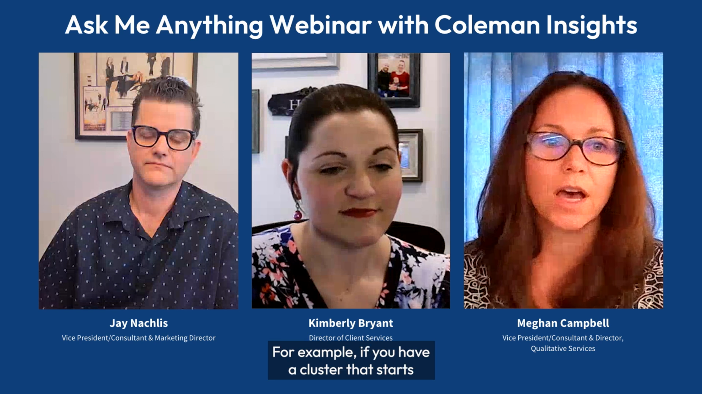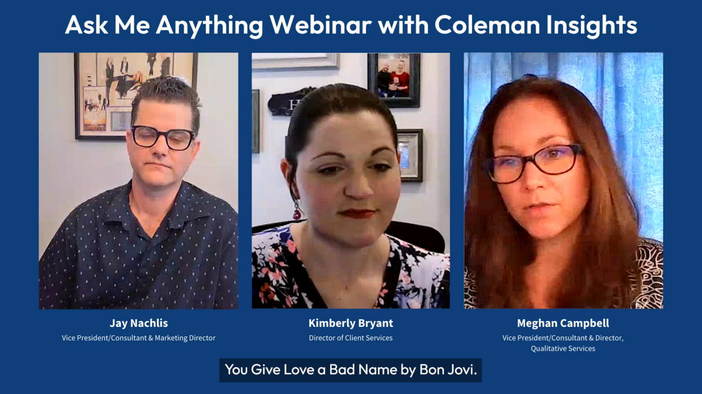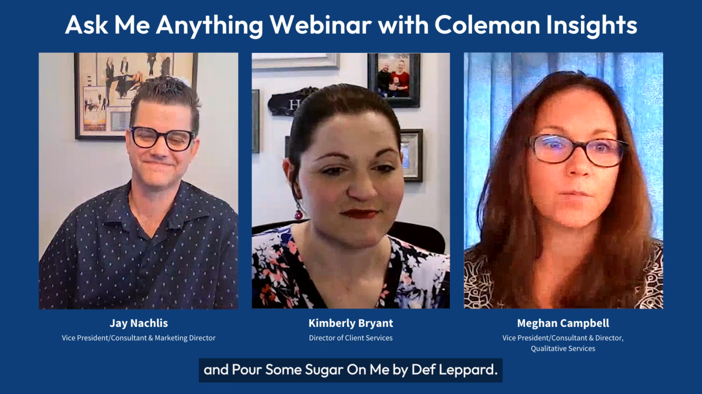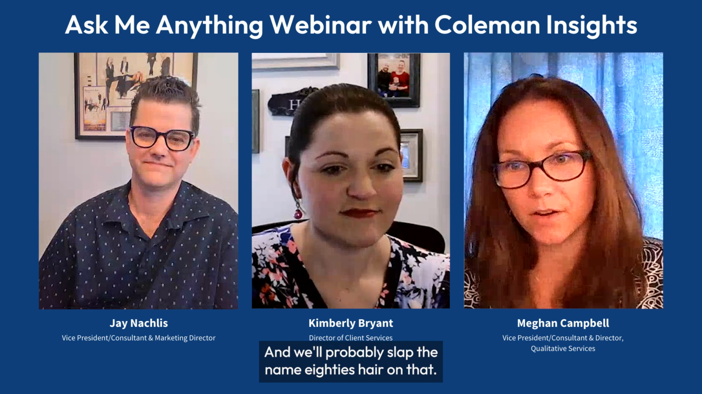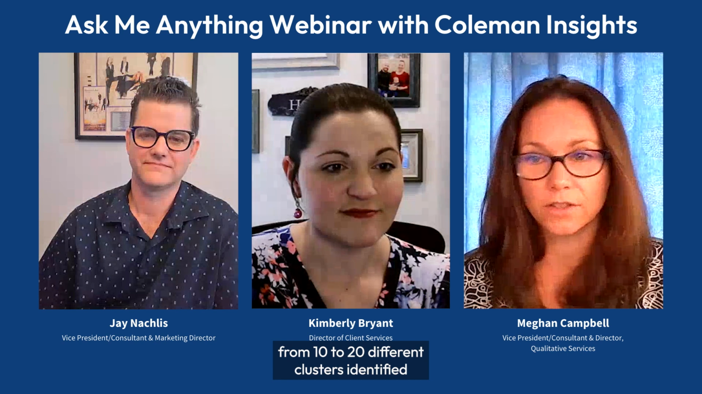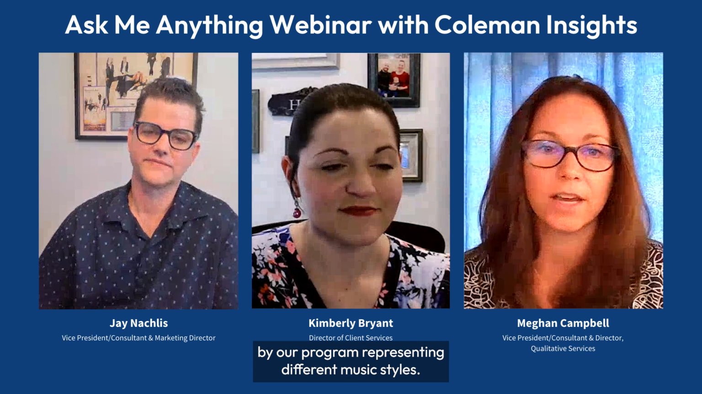For example, if you have a cluster that starts with "You Give Love a Bad Name" by Bon Jovi, you may also see "Here I Go Again" by Whitesnake in there, and "Pour Some Sugar on Me" by Def Leppard, and we'll probably slap the name '80s Hair on that. And there could be anywhere from 10 to 20 different clusters identified by our program representing different music styles.